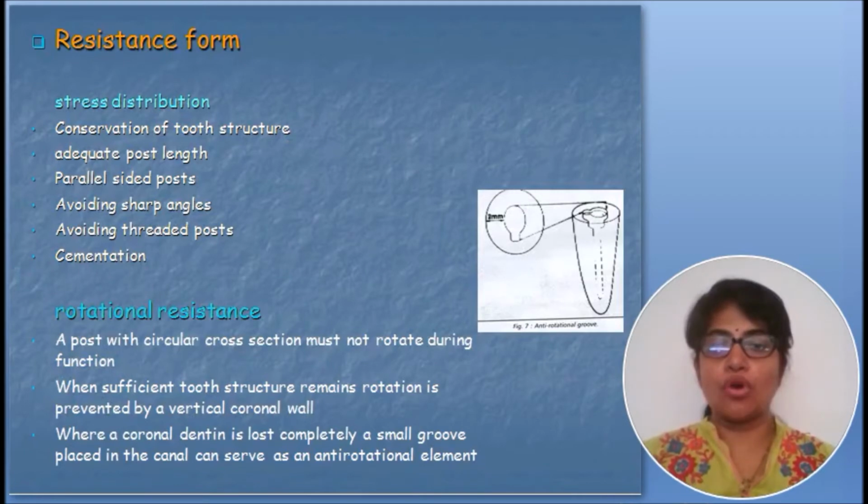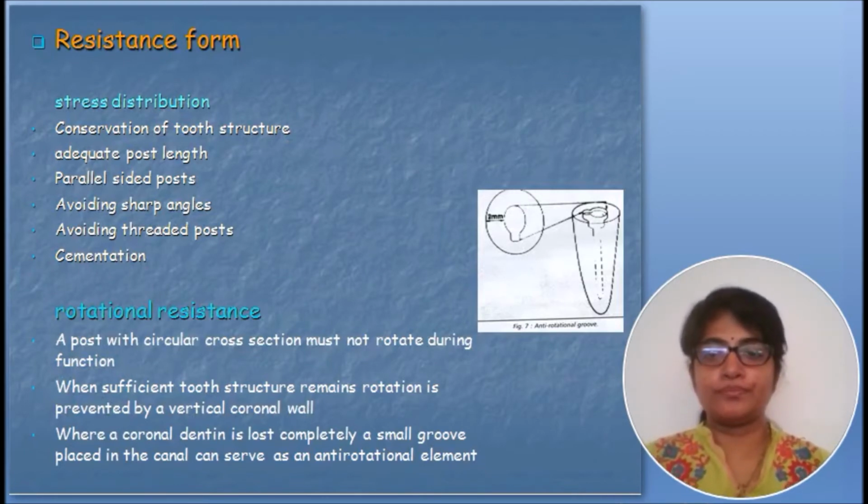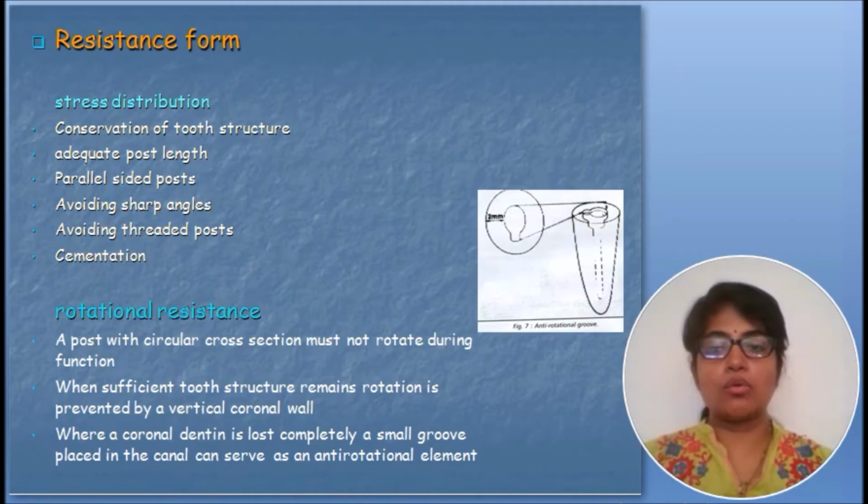Now resistance form, stress distribution. There should be conservation of tooth structure, adequate post length, parallel sided posts, avoiding sharp angles, avoiding threaded posts, and doing proper cementation. So these are the important features for uniform stress distribution.